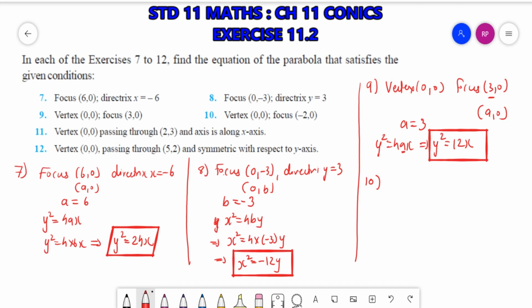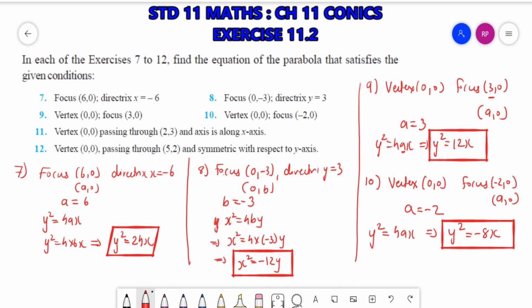Question number 10. Here the vertex is given as (0, 0) and focus (minus 2, 0). Again comparing with the focus of the parabola (a, 0), because the y component is 0, we get a equal to minus 2. So the general form y square equal to 4ax will give y square equal to 4 into minus 2, that is minus 8x. This is the equation of the parabola for question number 10. So this was about questions 7 to 10. So just note it down.